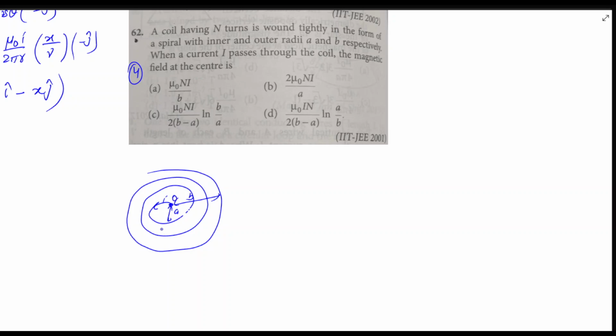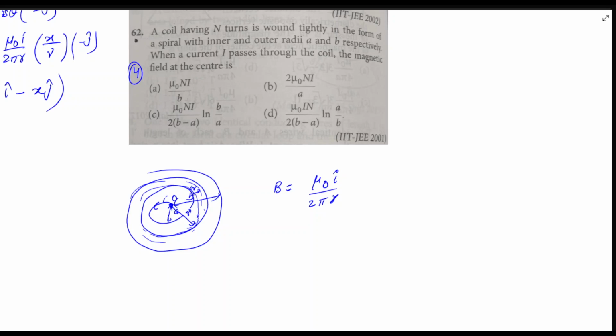Okay, so you must have done this. At a distance r, we'll take a small loop whose thickness is dr. So the magnetic field due to this loop will be mu naught I by 2 pi small r. Now we have to find this I, the current it will be having.